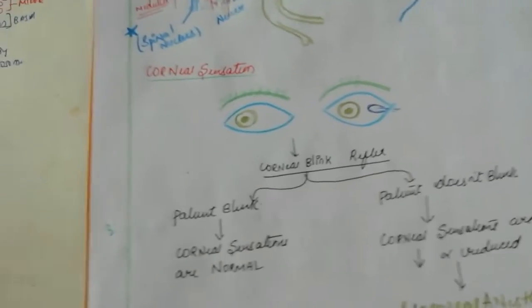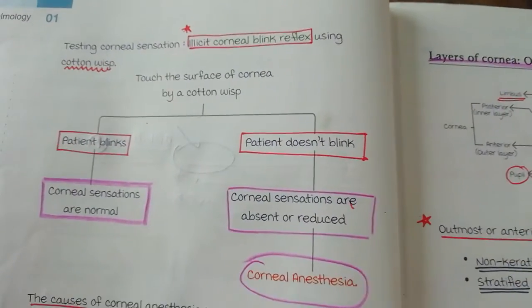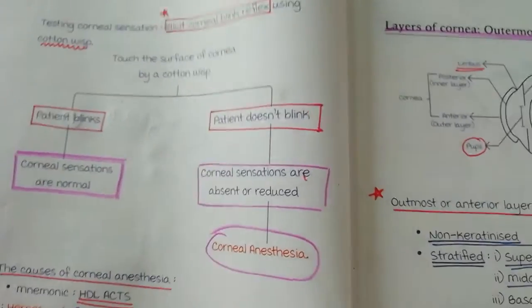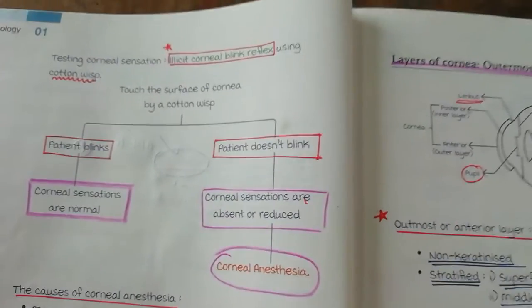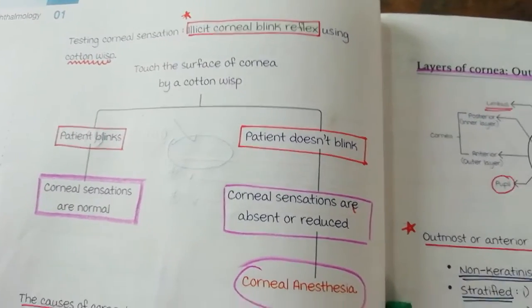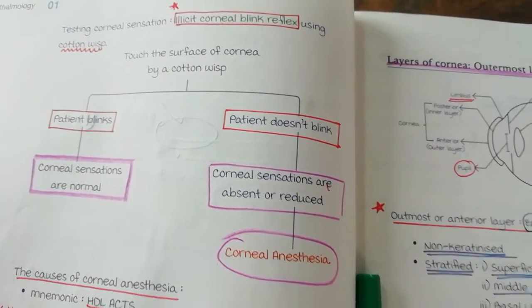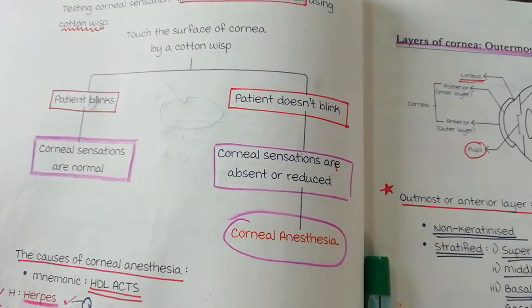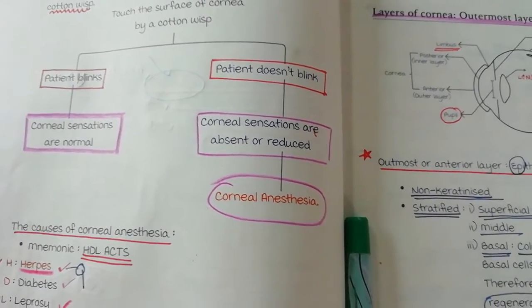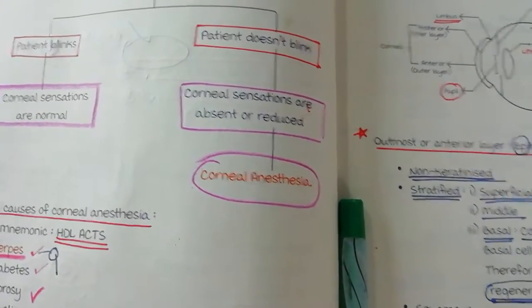Since we're dealing with the sensation of the cornea, we should also understand how we test corneal sensation. Testing corneal sensation is done to elicit the corneal blink reflex using a cotton wisp. Touch the surface of the cornea with the cotton wisp, and if the patient blinks, corneal sensations are normal. If the patient doesn't blink, corneal sensations are absent or reduced, that is corneal anesthesia.